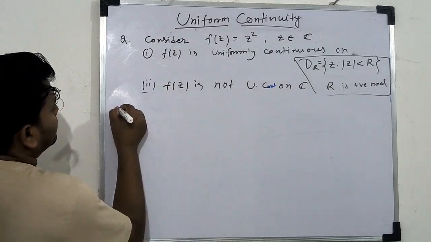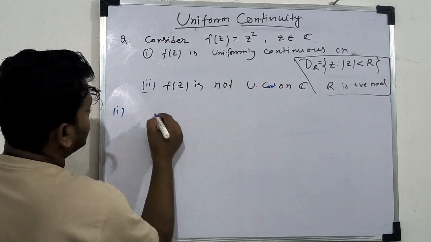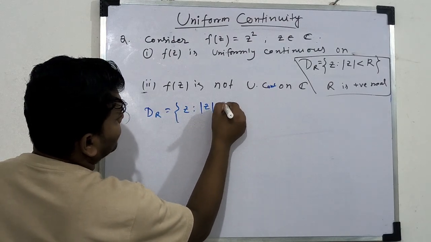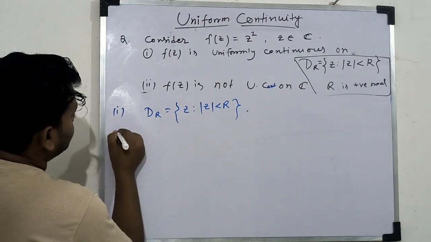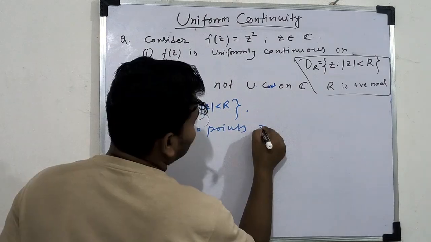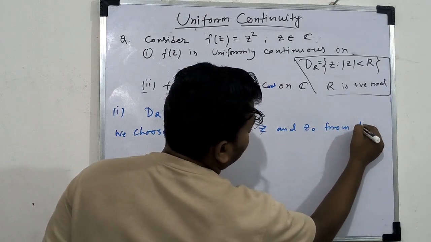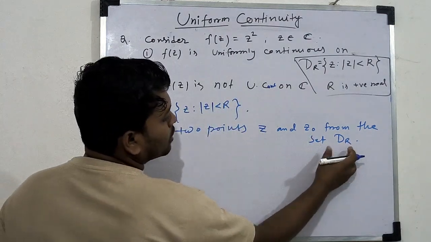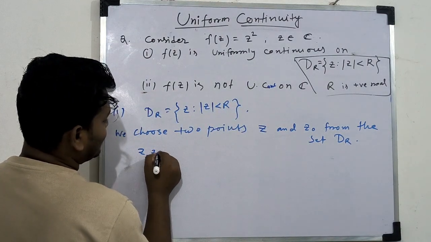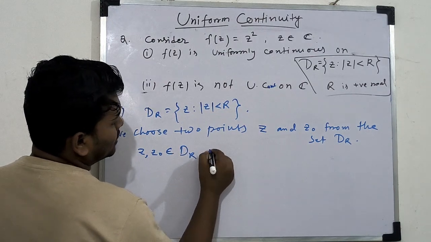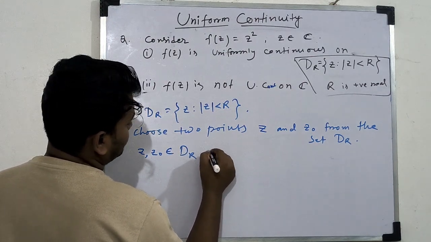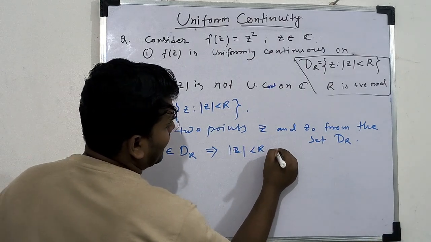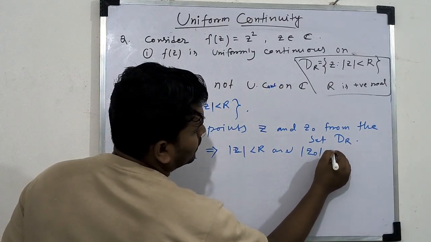So for that, first we prove that this is a uniformly continuous function on this set D_r, that is |z| less than r. For that, first we choose two points z and z0 from the set D_r. So whenever z and z0 belong to D_r, this will satisfy the condition that |z| less than r and |z0| less than r.